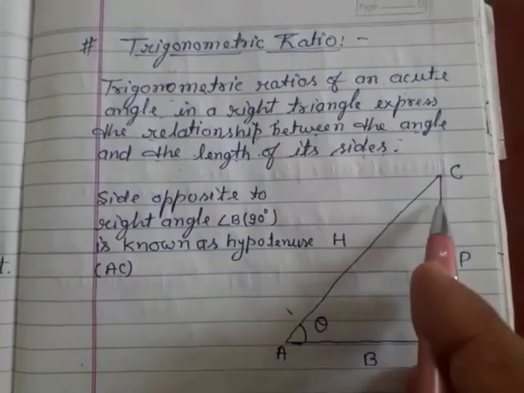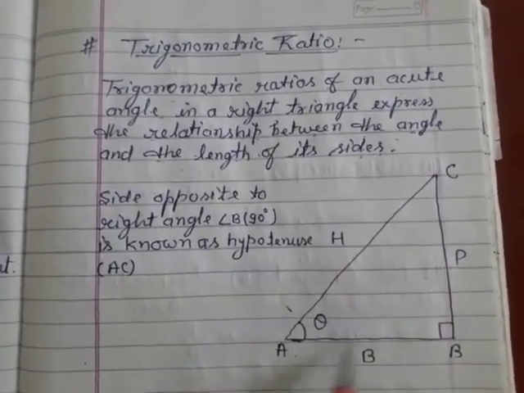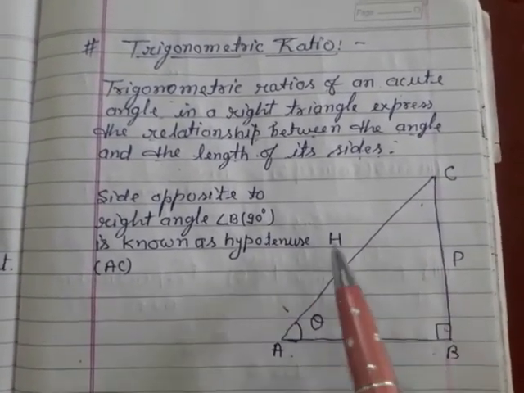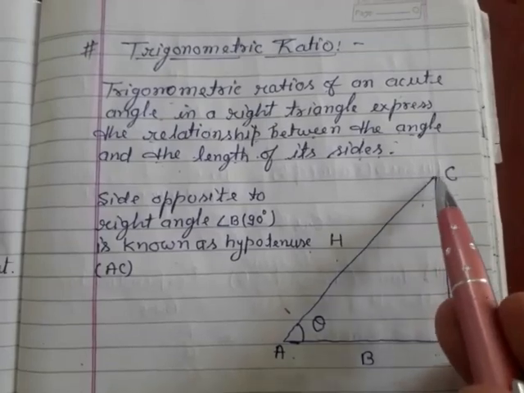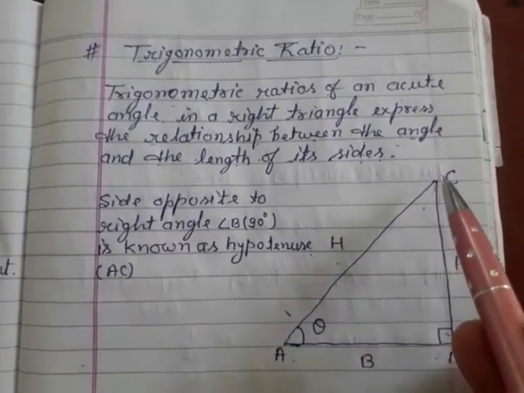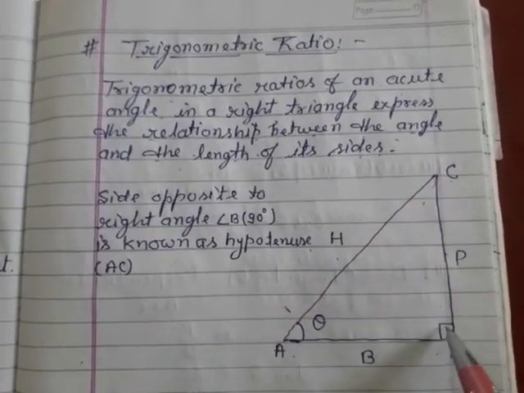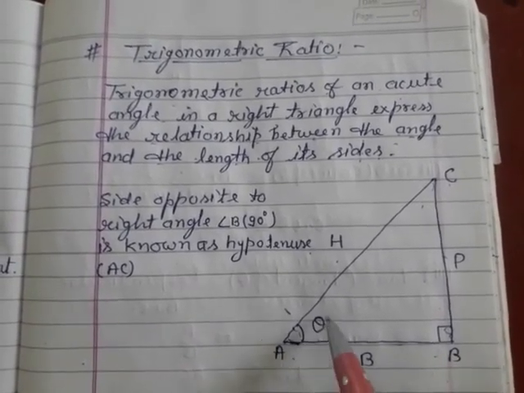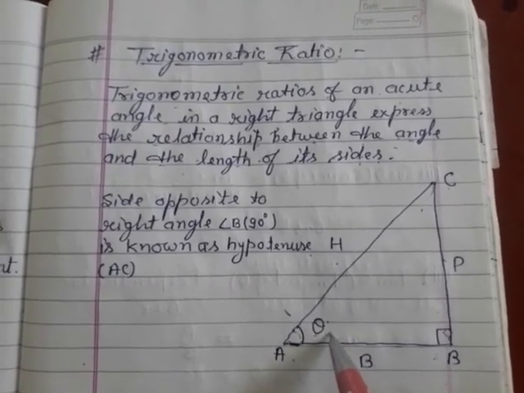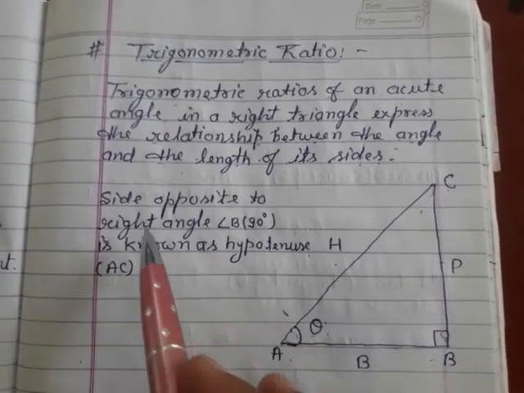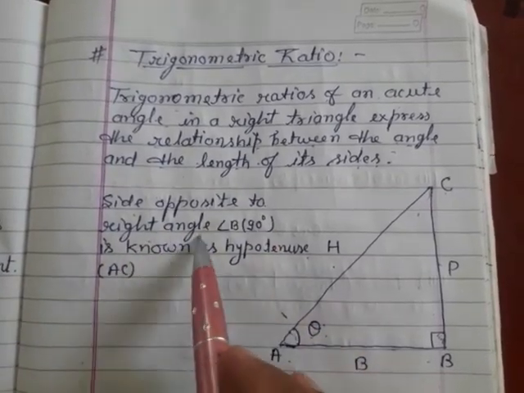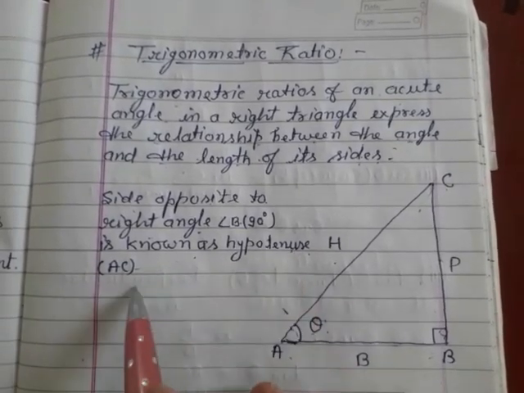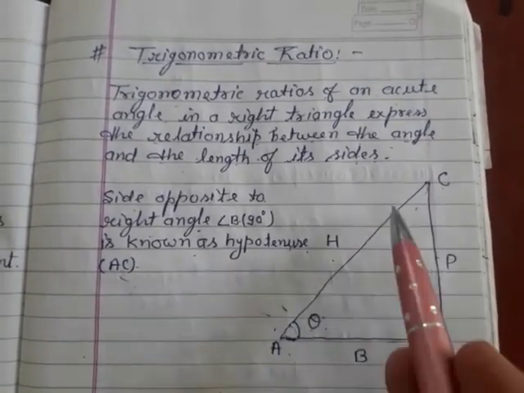Now look here, we draw a right angle triangle ABC. This one is 90 degrees. Just opposite the 90 degree is the hypotenuse AC, CB is the perpendicular and AB is the base, and this angle A we call theta. Clear? Know this: the side opposite to right angle B is known as the hypotenuse, AC.